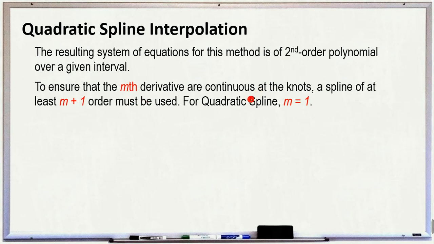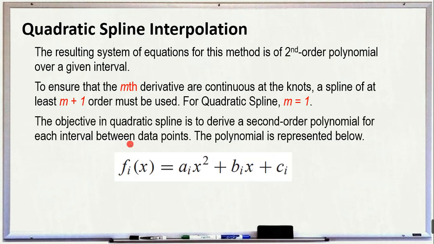To ensure that the mth derivative is continuous at the knots, by the way, as we go along with the steps for quadratic spline interpolation, we will meet some differentiations, especially at the interior knots. For the mth derivative to be continuous at the interior knots, a spline of at least m plus 1 order must be used. Therefore, we will adopt the quadratic spline because it has a continuous first derivative, m equal to 1. Now, the objective in quadratic spline is to derive a second order polynomial, or second degree polynomial, for each interval between data points.